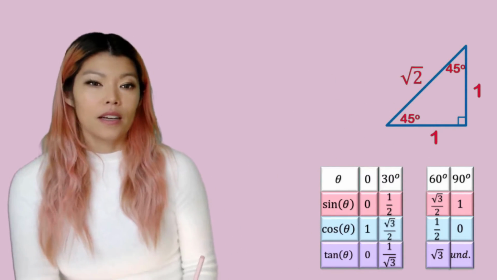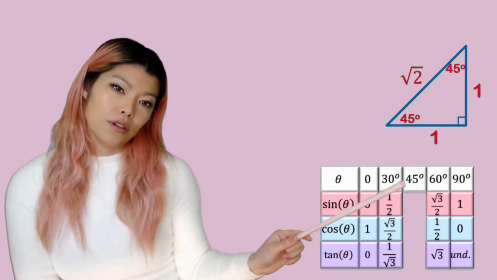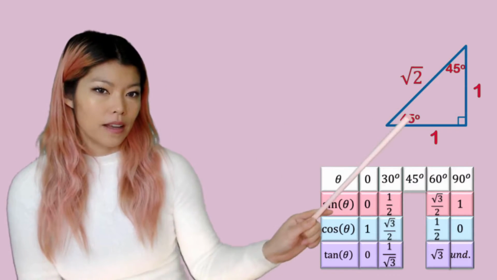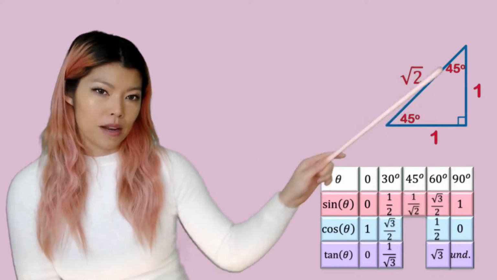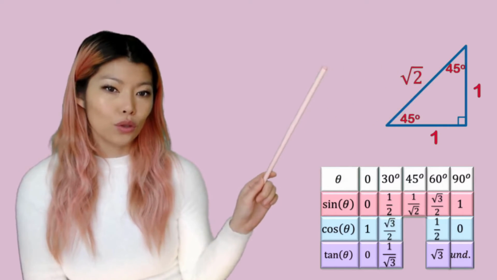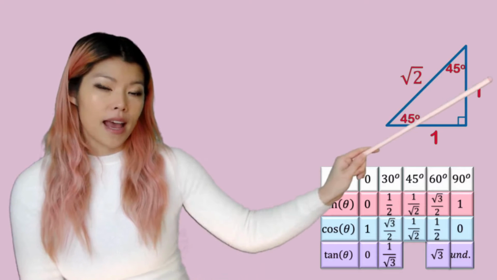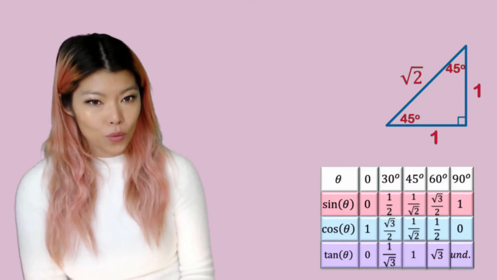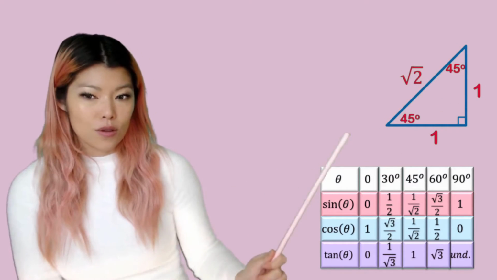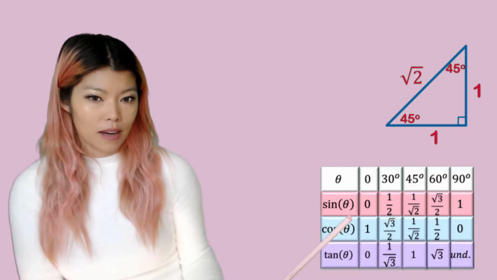Okay, so now we fill in the 45 slot over there. Opposite over hypotenuse, doesn't matter which side you look from, it's 1 over root 2. Adjacent over hypotenuse is also 1 over root 2, and tan is 1 over 1, or in other words, 1. To memorize this, it looks a little bit scary, but there's a trick here.